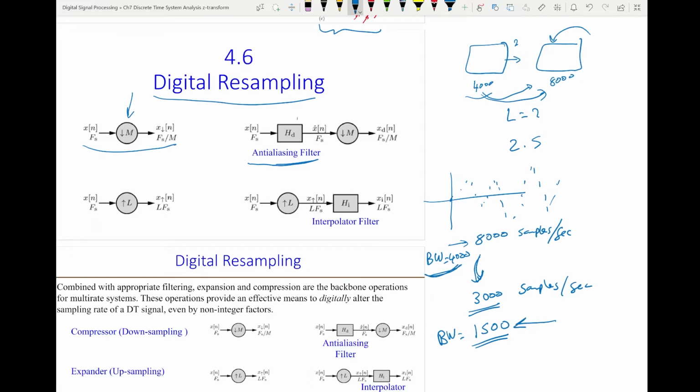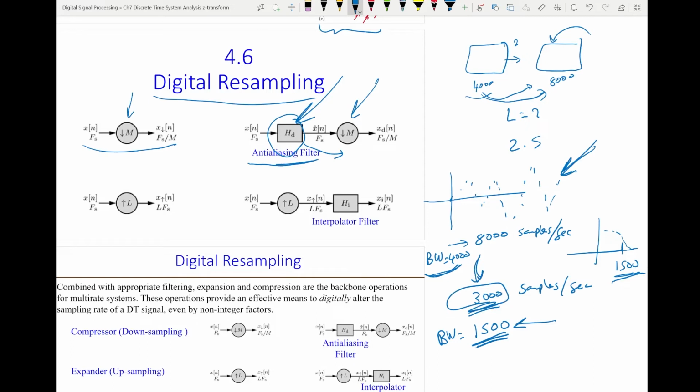So I take it to an anti-aliasing filter with a filter cutoff frequency of 1,500. So I take this through this low-pass filter with this cutoff frequency to remove all frequencies above 1,500. Then the output of this filter, I will do the downsampling now, and I will be avoiding aliasing. So now I can reduce the number of samples from 8,000 samples per second to 3,000 samples per second.